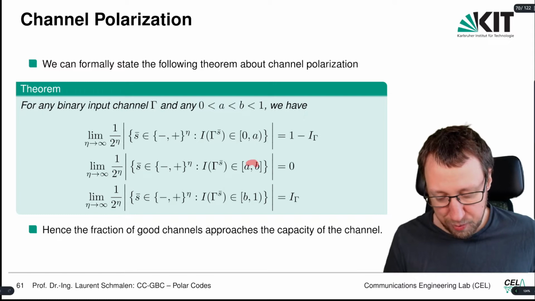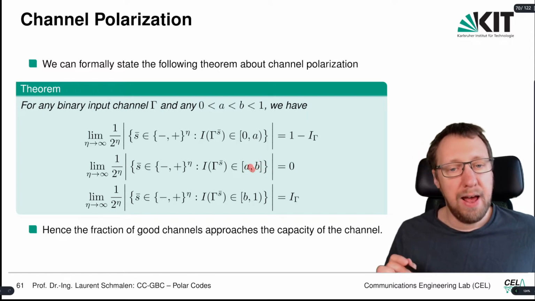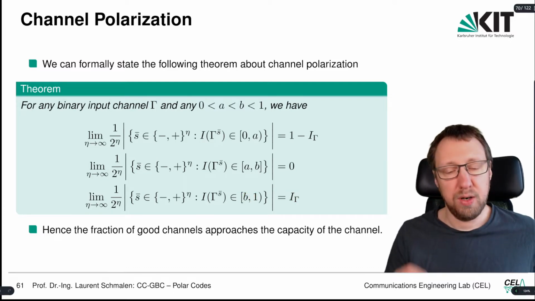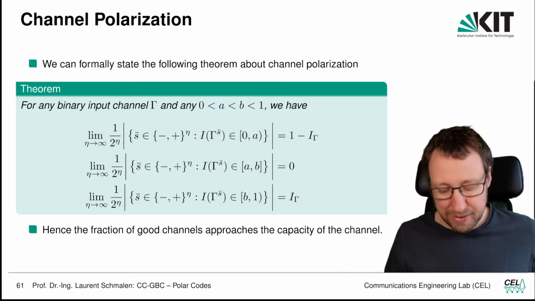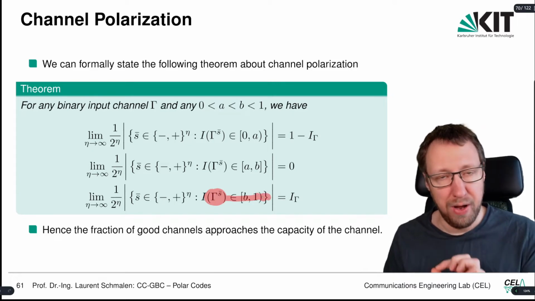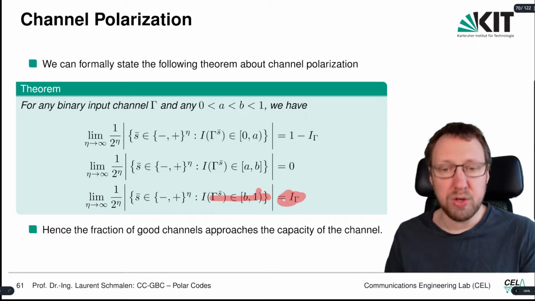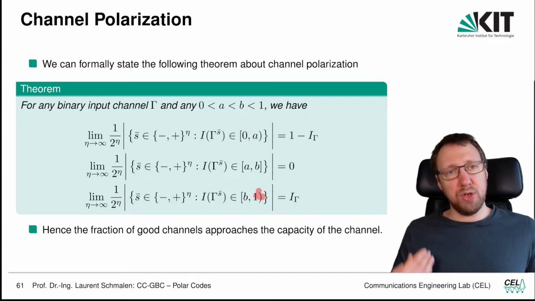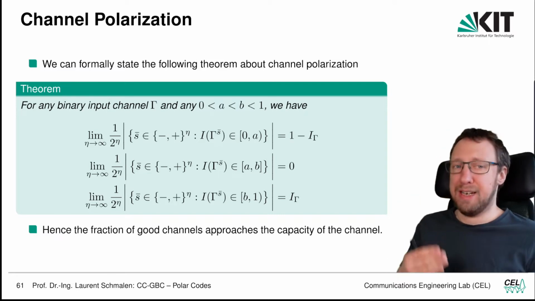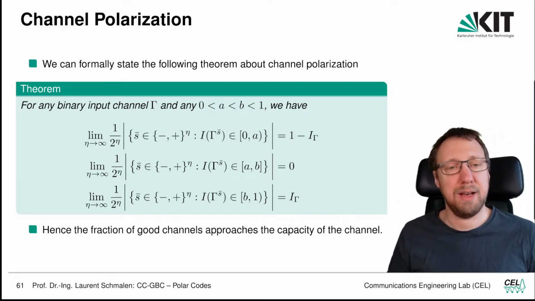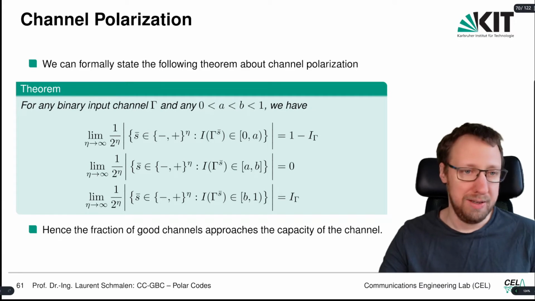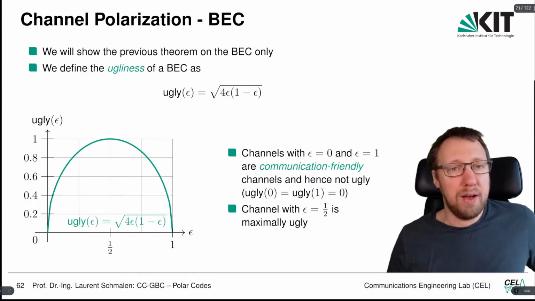Then the fraction of channels that are between a and b is equal to 0. And the fraction of channels that are between b and 1 is equal to the mutual information of the channel. Channels that have a mutual information close to 1, which means they are perfectly reliable with no errors and no erasures, make up a fraction equal to the mutual information of the original channel. So the fraction of good channels approaches the capacity of the channel. If we have a scheme of communicating over these channels and decoding with the successive cancellation decoder, then we will approach the capacity of the channel. That is channel polarization.